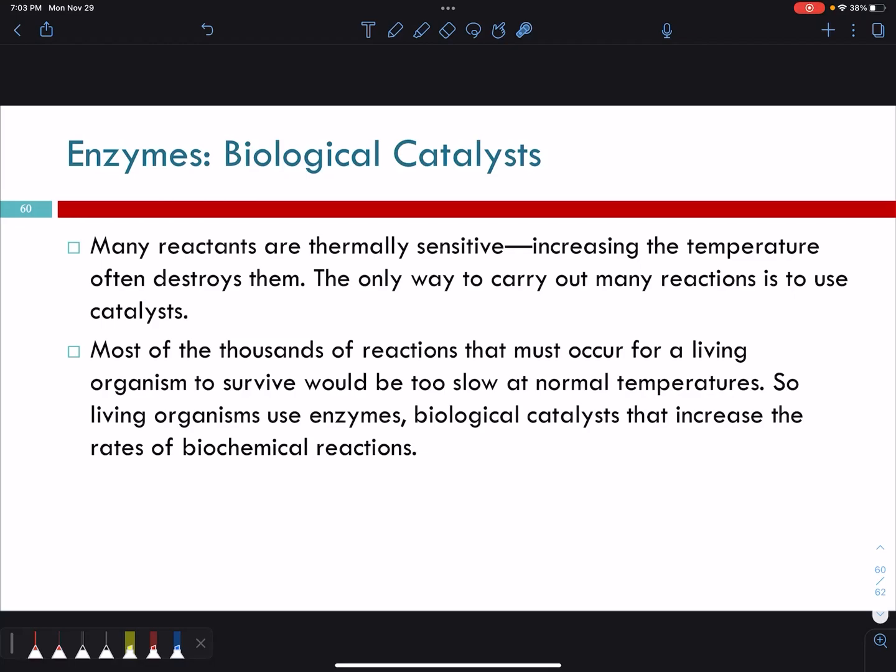And most of the thousands of reactions that must occur for living organisms to survive would be too slow at normal temperatures. So living organisms use enzymes, which are biological catalysts that increase rates of biochemical reactions.